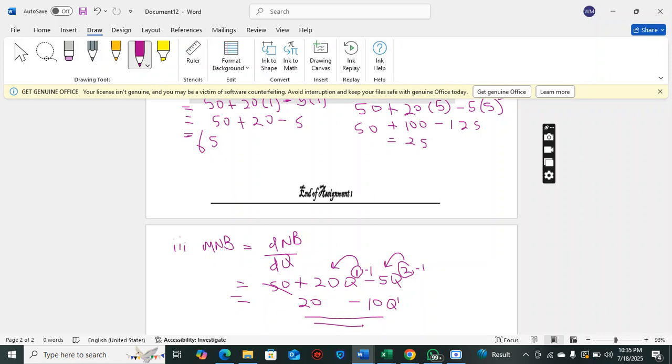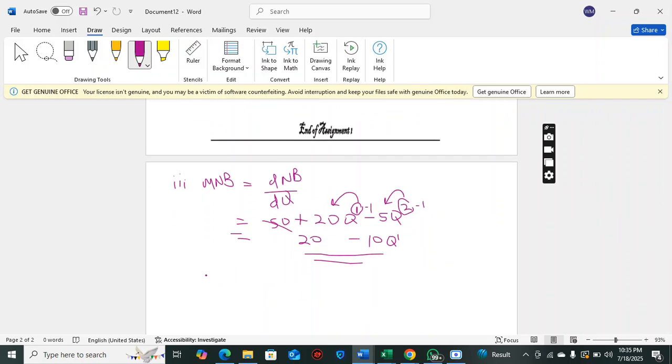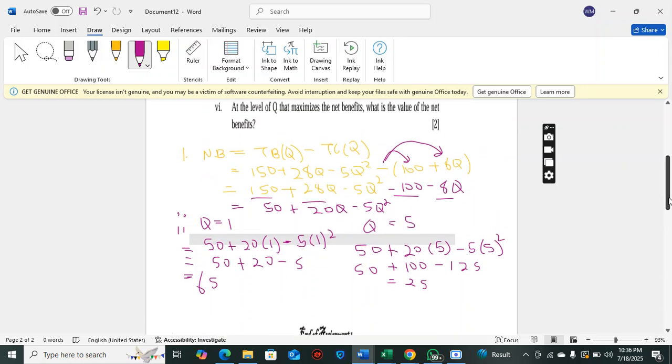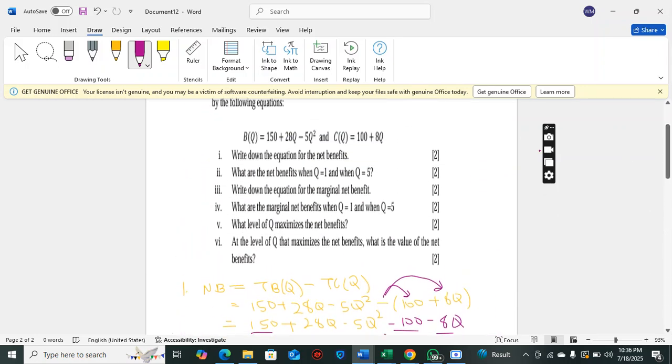Okay. The other way you can get marginal net benefit is the total benefit minus total cost. All right. So in this question here, the total benefit here, you can try to derive this one here.